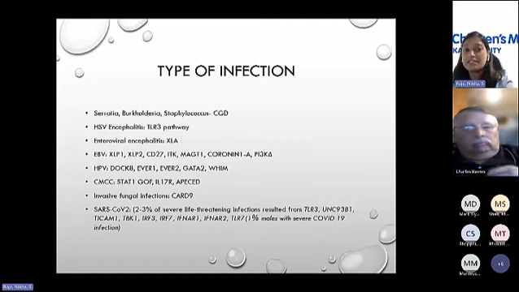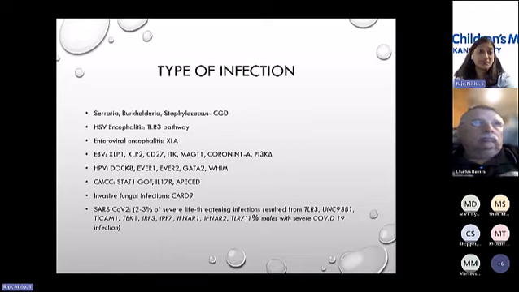Again, this is just a list of various infections. It's not a comprehensive list. There is a very long list of infections of a particular type and the IEIs that can be associated with it. But these are some of the examples. For example, if you see enteroviral encephalitis, you might be thinking of XLA.